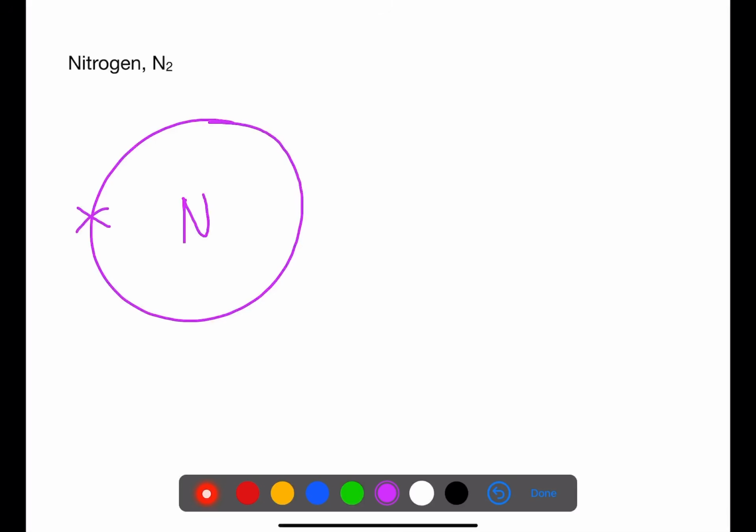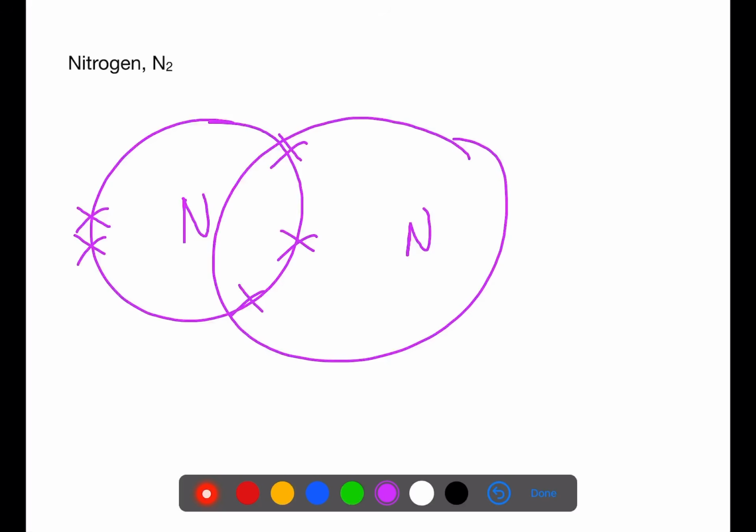Let's have a look at nitrogen. Nitrogen has 3 unpaired electrons, so that makes the overlap region quite large. We're going to redraw this so that we can shift these electrons round slightly to make the overlap easier. As you can see, nitrogen shares 3 pairs of electrons and therefore has 3 covalent bonds, a triple bond.